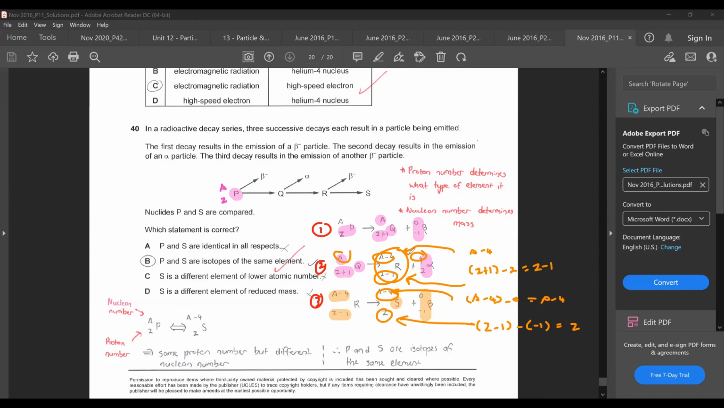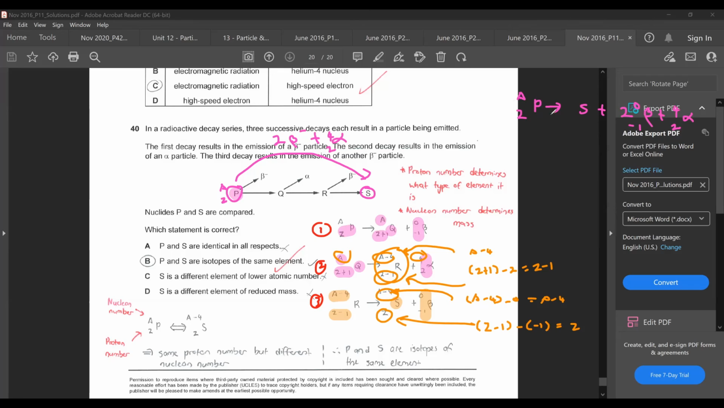All right. Now, this may seem a bit tedious because you're doing it step by step. You can actually do it in a better way. You see, from P to S, you know you have 2 beta minus and 1 alpha. You can actually simplify your working a lot just by doing this. P is A, Z, decaying to S plus 2 beta minus plus 1 alpha. This will actually make your whole life a lot easier.